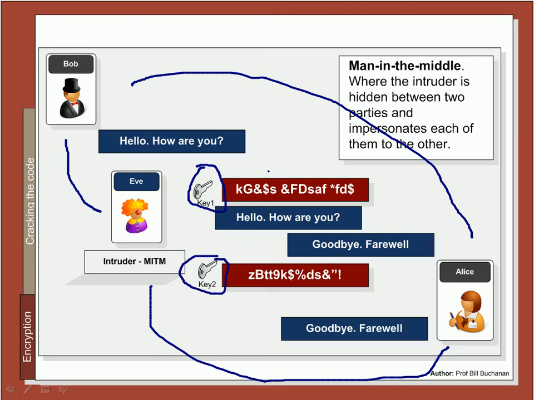So the encryption happens, Eve then decrypts it, can read the message, and then modify it if she wants, then re-encrypts it with the new key, and then sends it to Alice. The man in the middle attack is actually one of the most difficult to overcome.